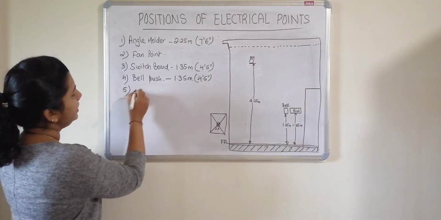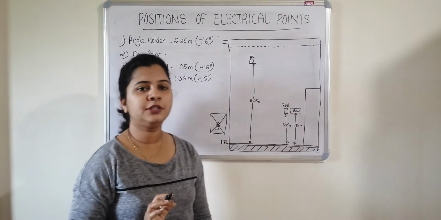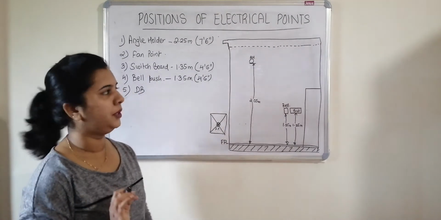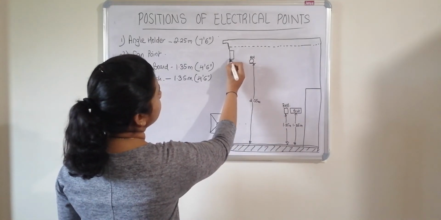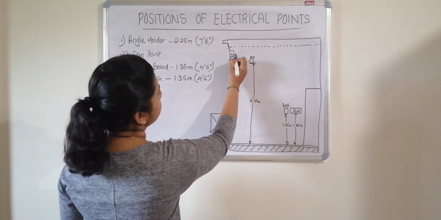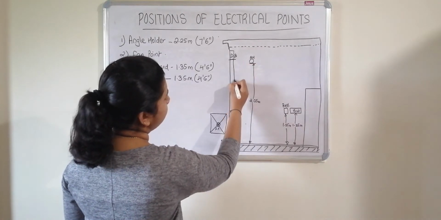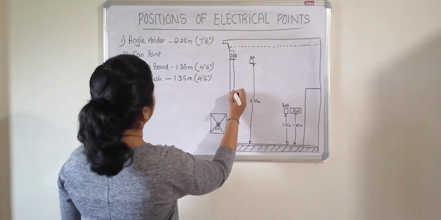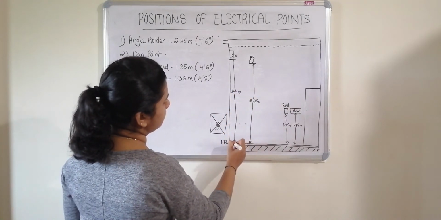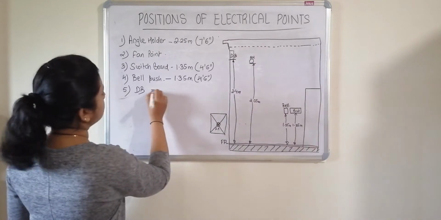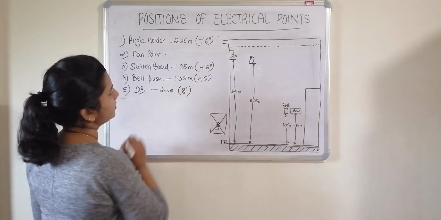Fifth one is the DB, that is your distribution board. Distribution board is provided at the height of 2.4 meter. So it will be somewhere here above this angle holder. This will be your DB, and the height from the bottom of this DB to the finished floor level will be 2.4 meter, that is 8 feet.